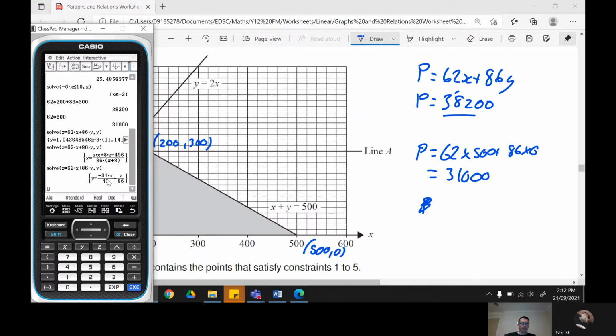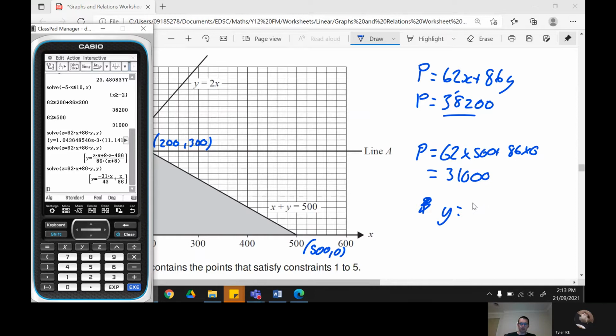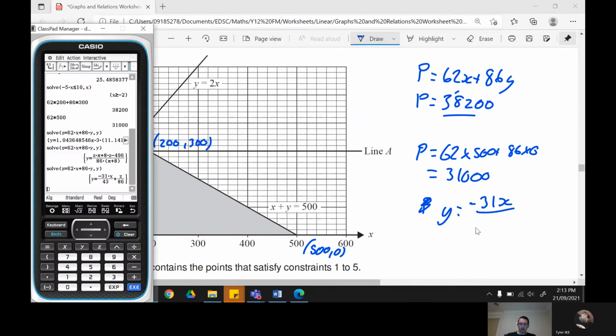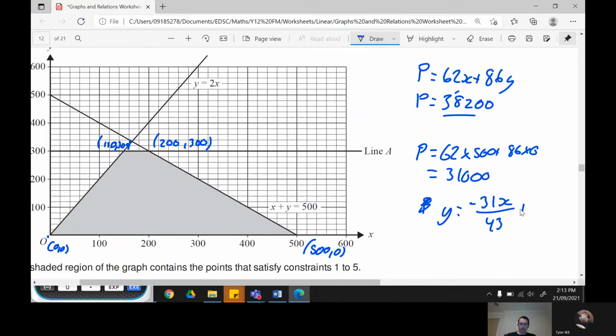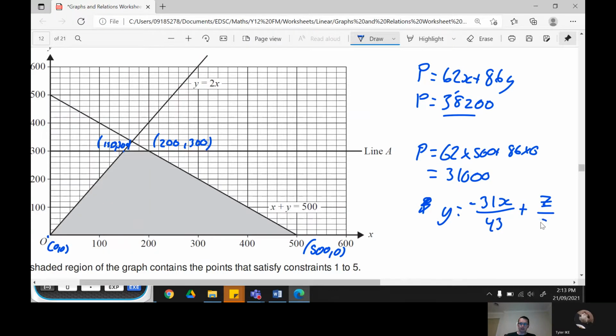So I can see there that you've got this rearranged. It's always good to clear all variables if you're getting a weird answer. So I know that my equation is Y equals negative 31X on 43, plus my constant, and I don't really care about that. That's Z on 86. What I'm really interested in when I rearrange my objective function is the gradient, which is negative 31 on 43.